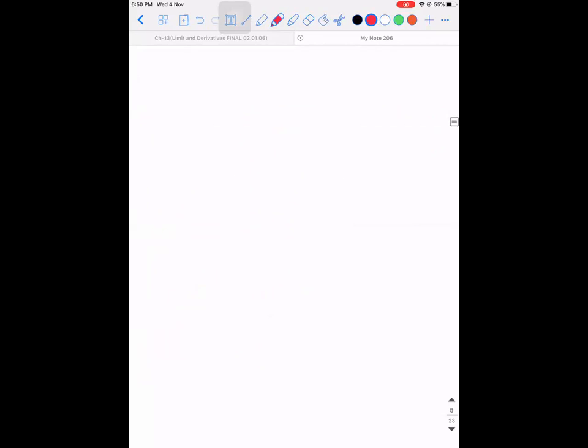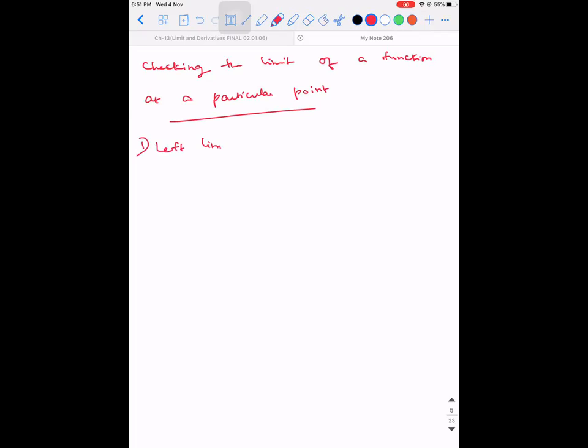So the steps that we are going to follow to find whether the limit exists at that point or not is checking the limit of a function at a particular point. The first thing that we'll calculate is something called the left limit. The meaning of this left limit is you are approaching the particular point, that is in the previous example pi by 2, from the left-hand side.